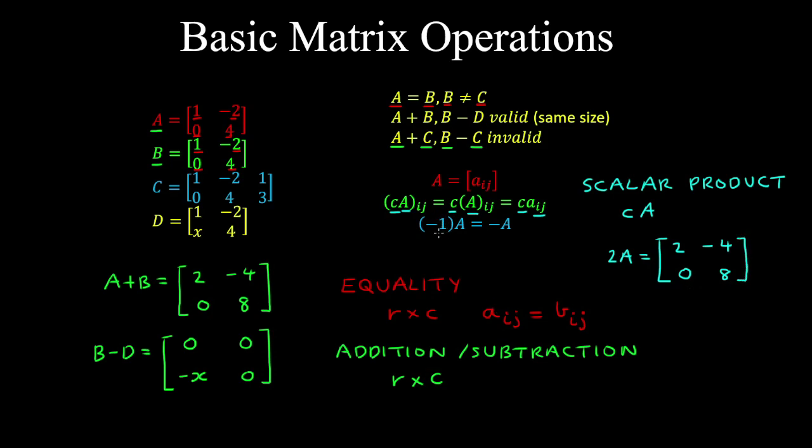And a special case is multiplying negative 1 by a matrix, which simply negates the matrix. So effectively minus A is the same as negating all those elements. So I have minus 1, minus minus 2, minus 0, and minus 4.